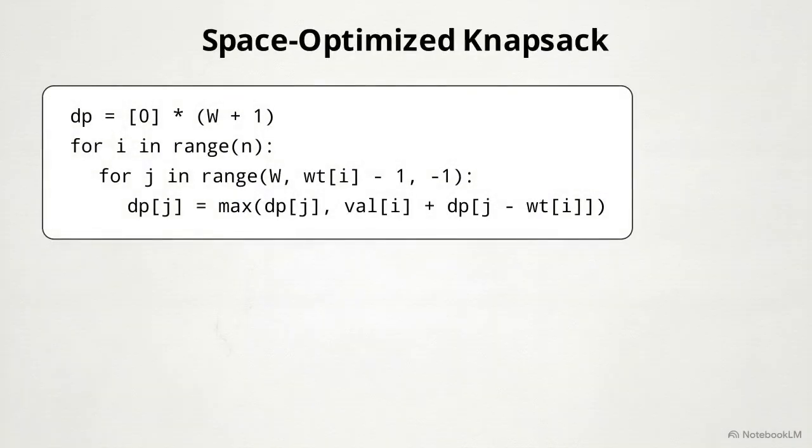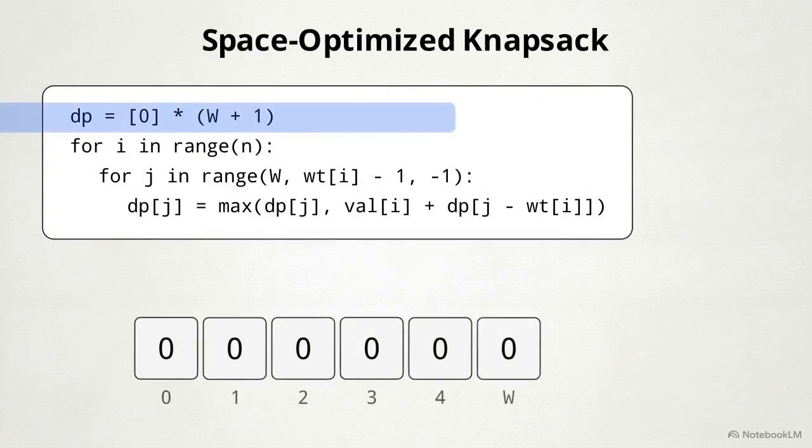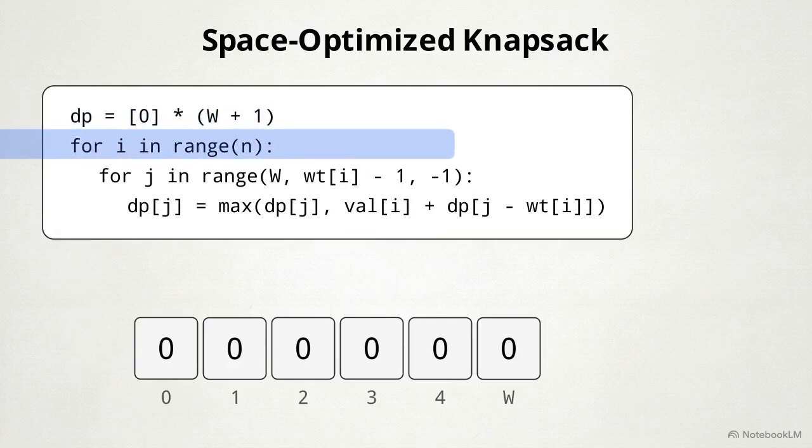Here is that exact logic translated into code. We start by initializing our 1D DP array, multiplying 0 by W plus 1 to cover capacities from 0 to our max weight. Next, we build our 2 loops.